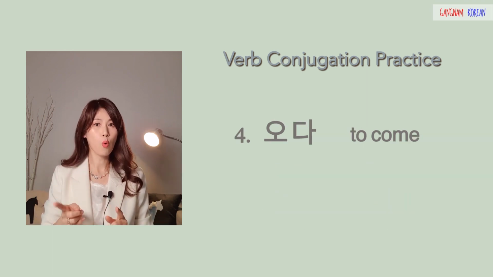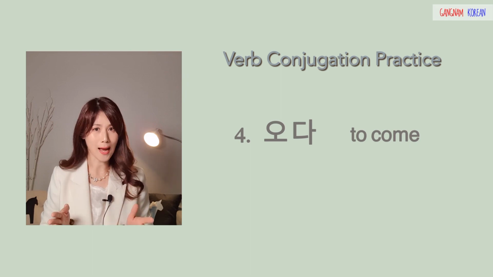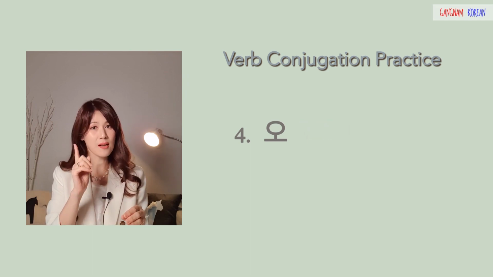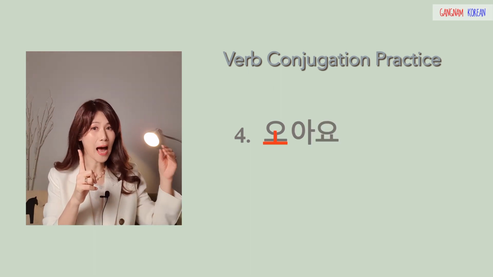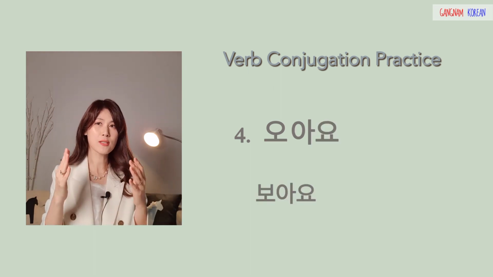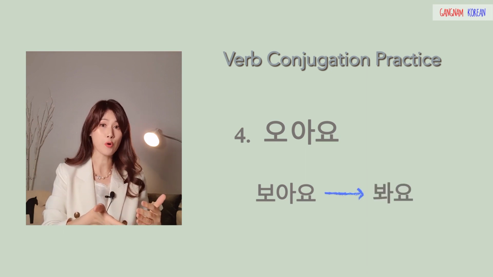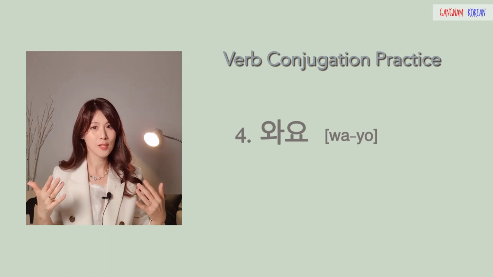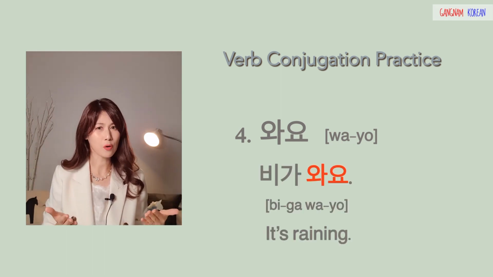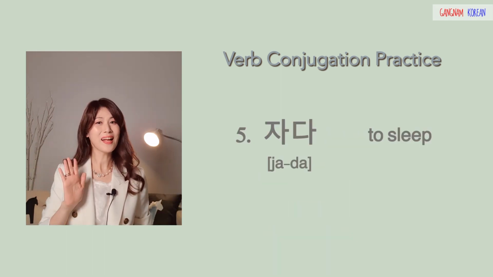Number 4, 오다. To come. You remove the 다, and what's left is 오. That is the vowel. 오, you need 아요, 오아요. Just like 보아요 becomes 봐요, you need to shorten it to 와요. The rain comes. 비가 와요. It's raining.